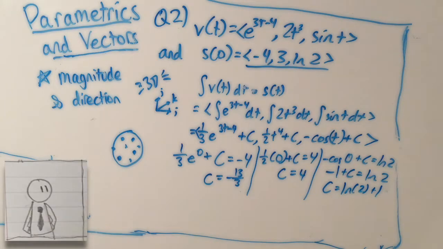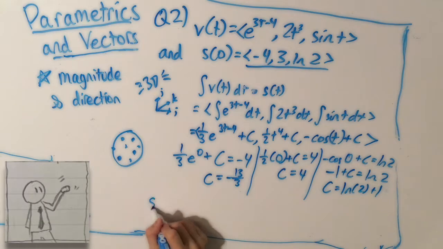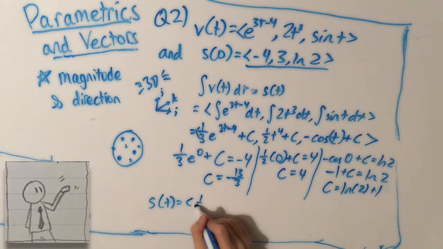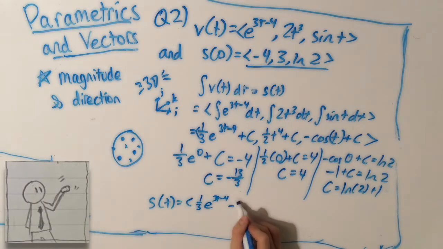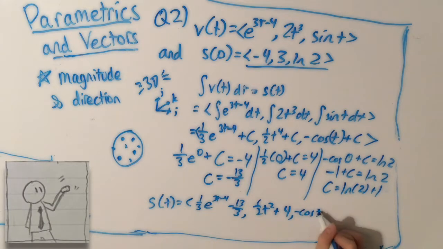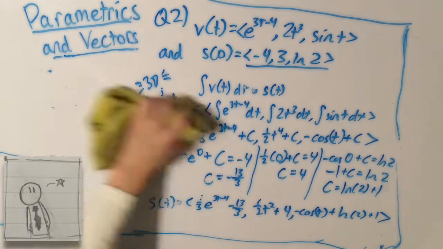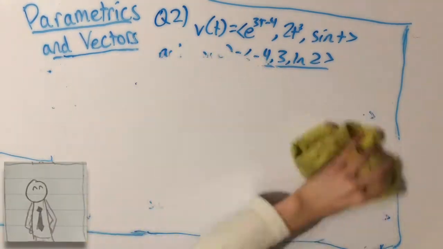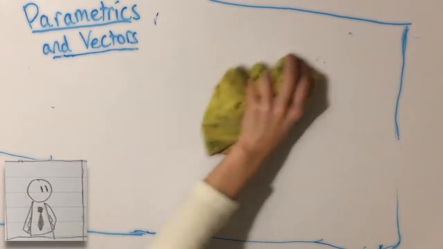With the c constants found, we can finally come to the solution. S of t equals 1/3 e to the 3t minus 4 minus 13 over 3, 1/2 t to the 4th plus 4, and negative cosine t plus ln 2 plus 1. Whew, man, vectors are quite the subject, aren't they? Okay, one last topic before closing off for the day.